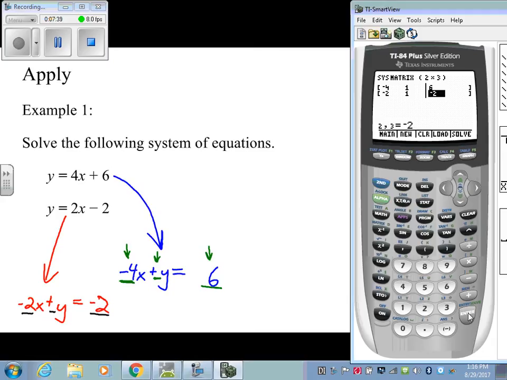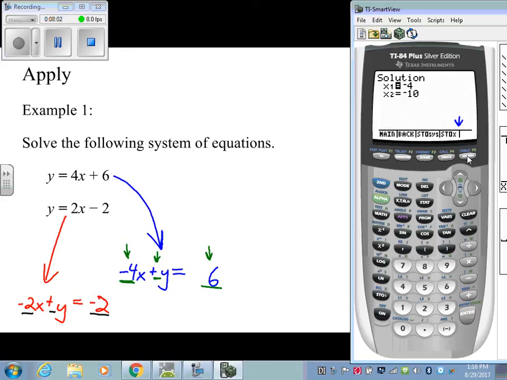And I've put all this stuff in now: -4, 1, 6 for my first blue equation, -2, 1, -2 for my second equation. And it doesn't do anything if I press enter at this point. What we need to do is, you'll notice up here it says solve, and that's what I want to do. So you're essentially hitting the graph button, which is right next to the solve. And so I hit the graph key.